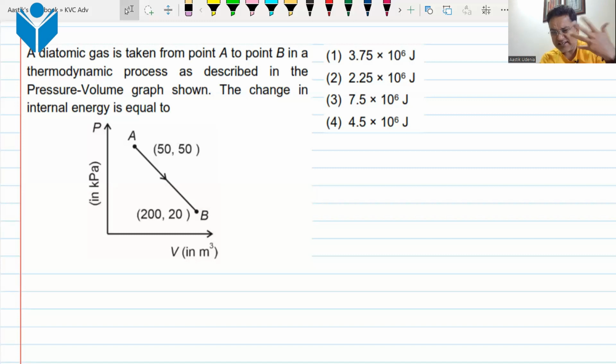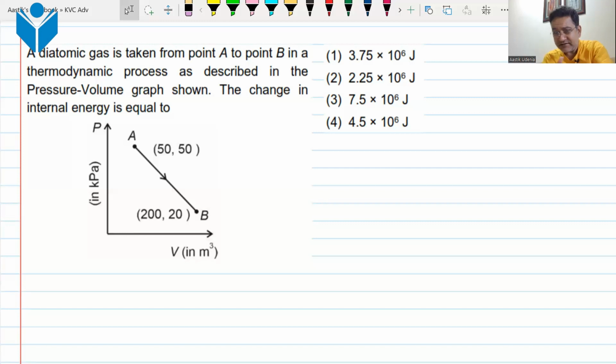How did you get that answer? That is the question. I'm not worried about the answer. Where did you get that the process is adiabatic? Do you remember how the PV graph of an adiabatic process looks? Does it look like anything close to that?